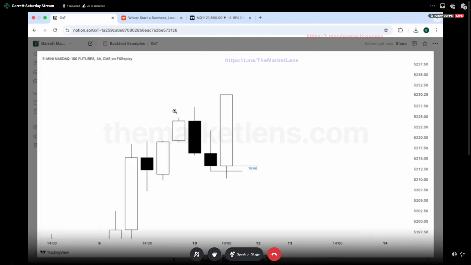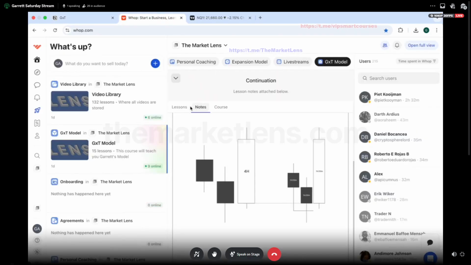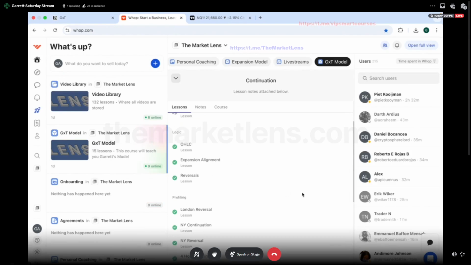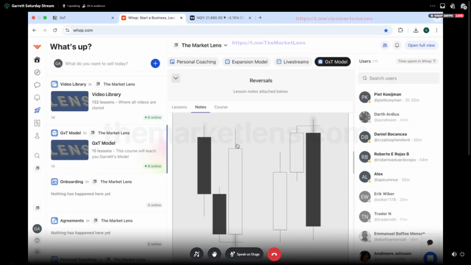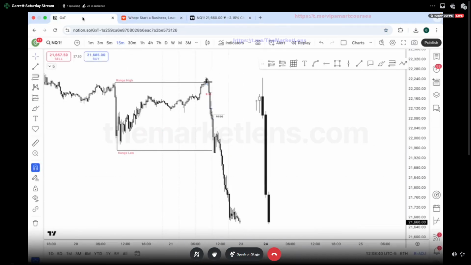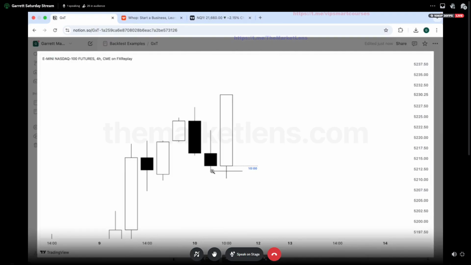So moving on, here is just a 10 a.m. reversal. You see the 10 a.m. reversal into expansion candle. So that would look something like this. Reversal types: reversal into expansion. That's literally what we see here. I keep going to this, reversing off the 6 a.m. low.